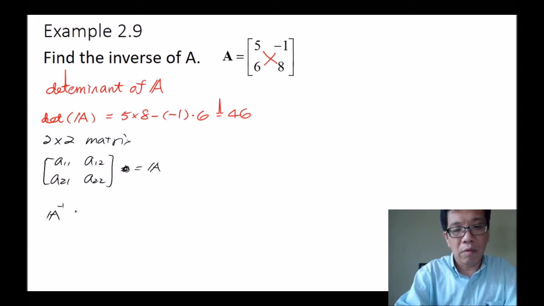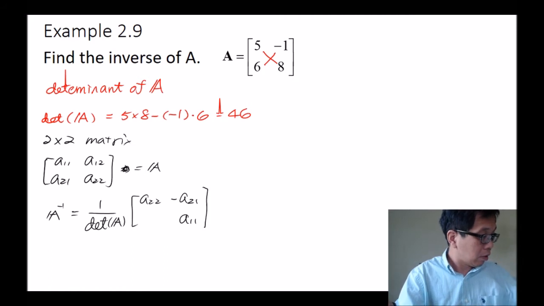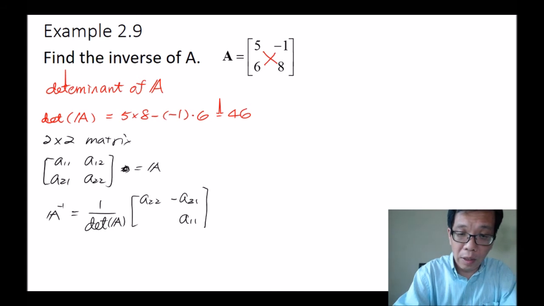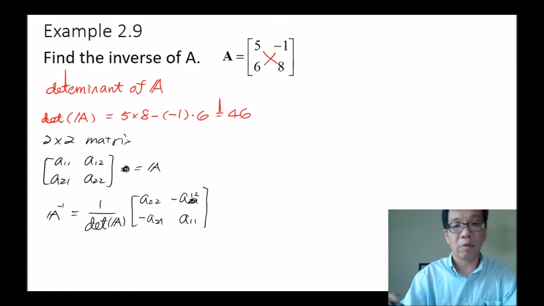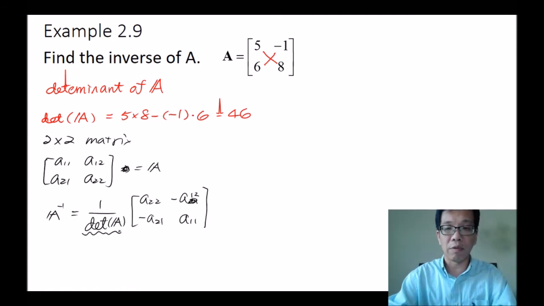So my inverse matrix is going to be 1 over determinant A, times A22, A11, minus A21, A12, negative A21. So this one is pretty straightforward because we have this part solved.